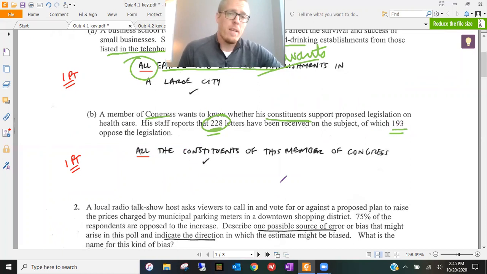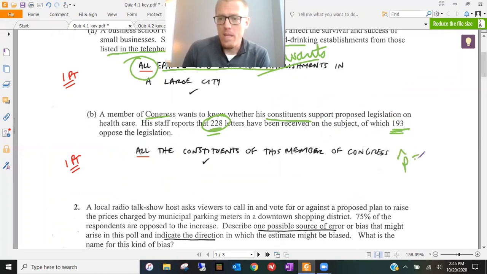228 letters came in. Obviously, somebody decided to write a letter. In fact, 228 somebodies decided to write a letter, and they sent it in. And out of those 228, 193 of them felt a certain way. So the vast majority, I don't know, 80% of them, decided we don't really like this law that is about to be passed in Congress. And so that really is the proportion that we're going to get to.